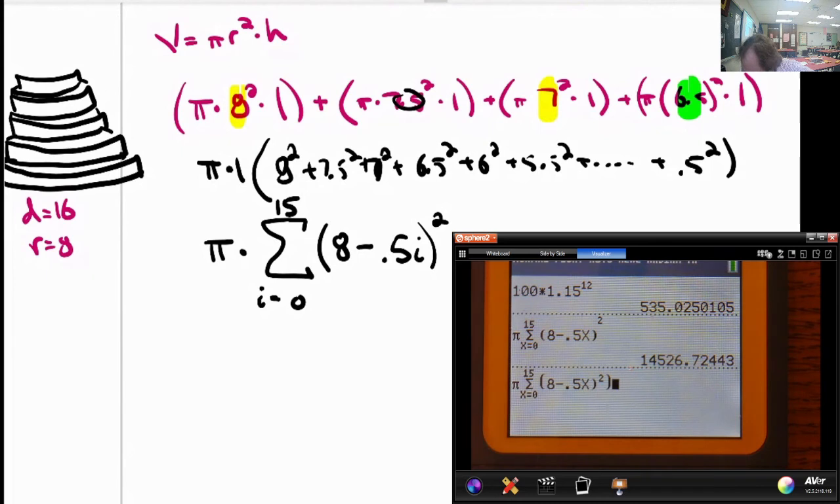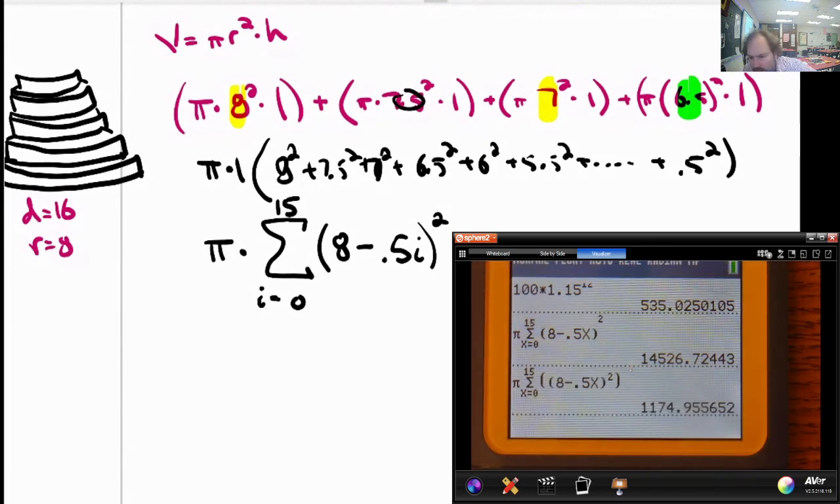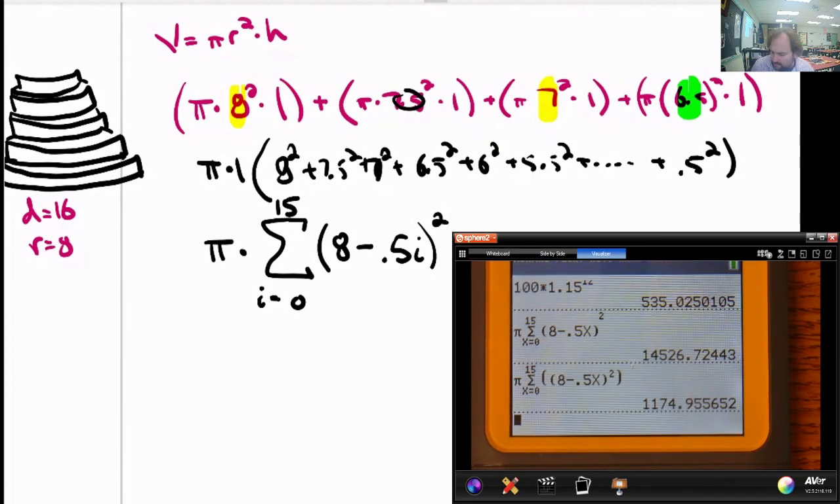What if I square this inside? There we go. That's what I want to do. Okay, that's the answer I'm looking for. It's about 1174.955.